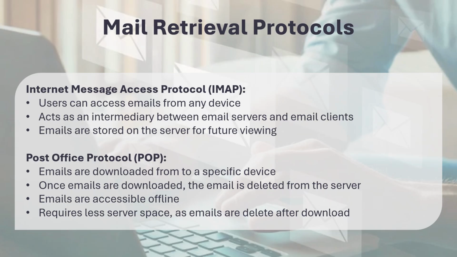In contrast, POP downloads emails to a single device. Once downloaded, emails are deleted from the server and can be accessed on the user's device even when offline. While this makes POP lighter on server storage, it is less flexible for users who want to access their mail on multiple devices. POP is still in use, particularly in legacy systems or organizations that aim to conserve server space. We covered POP in more detail in our last discussion, but in this discussion, we will focus on IMAP.